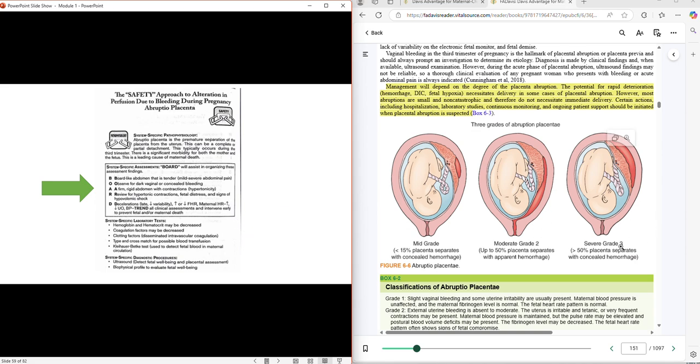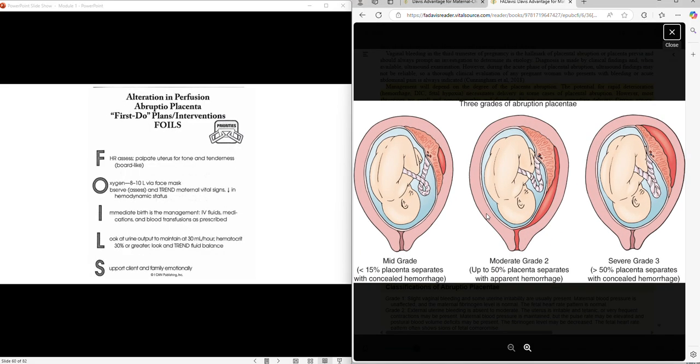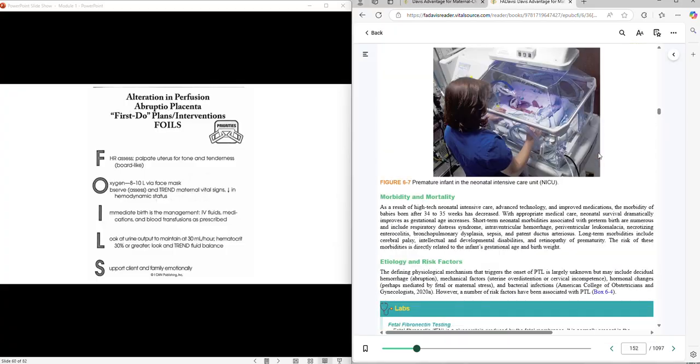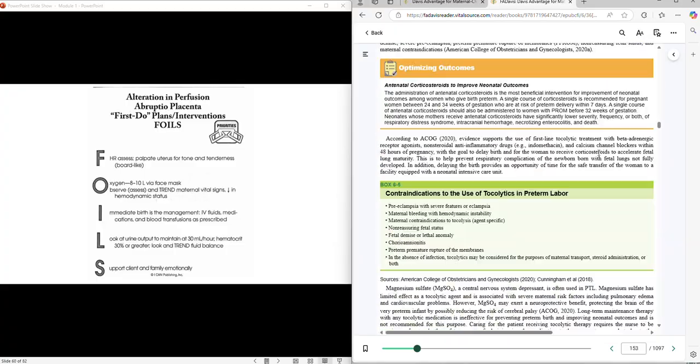Your biggest sign is abdominal pain and fetal distress. The heart rate's going to go down in your baby, your fetus. The maternal heart rate's going up. BP, of course, because she's hemorrhaging, it's going down. Okay, so it would behoove you to know this acronym right here. Okay, very important. All right, let's go back to page 154.